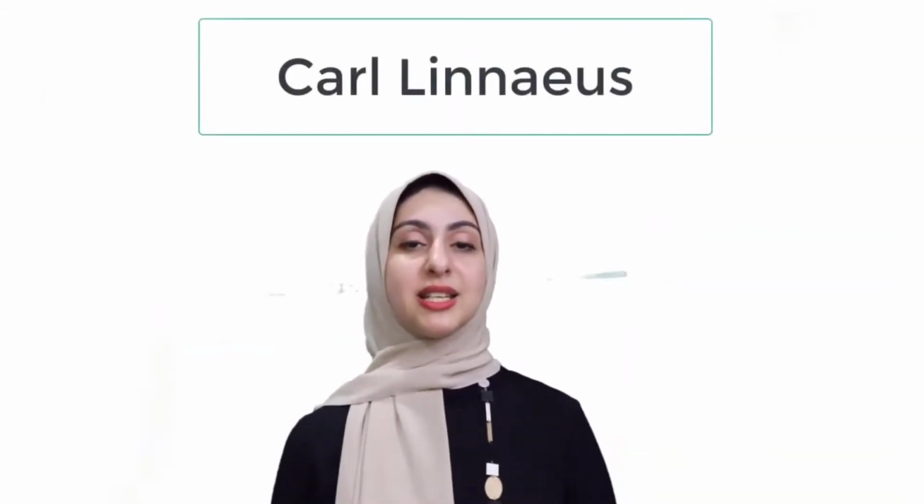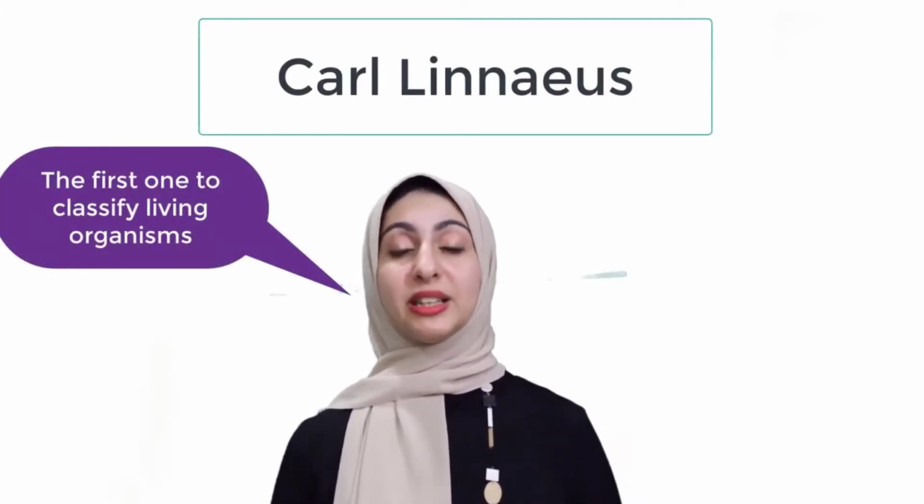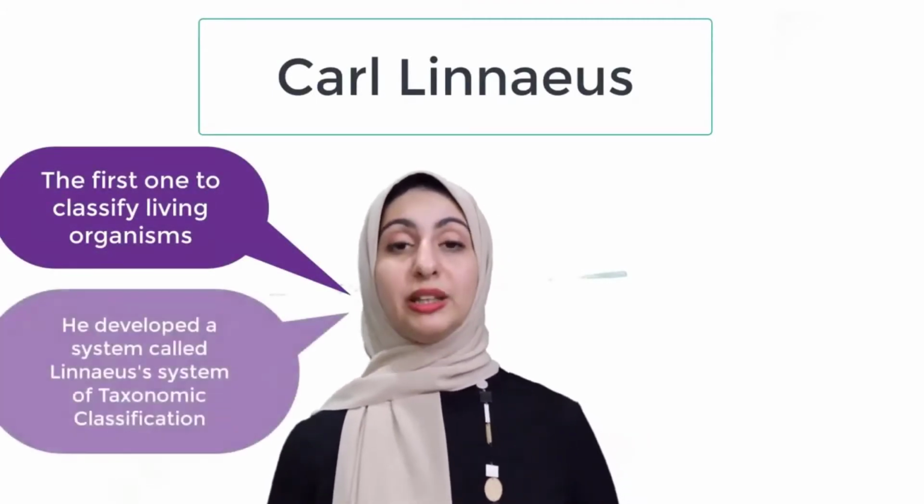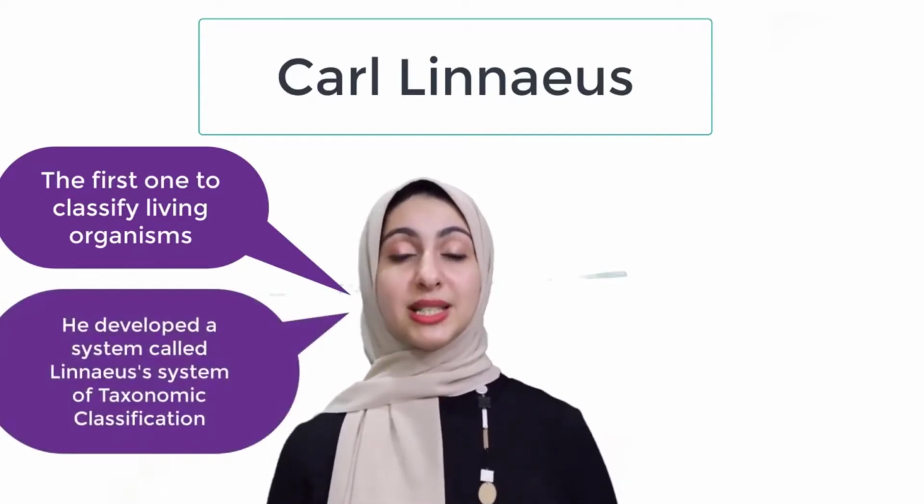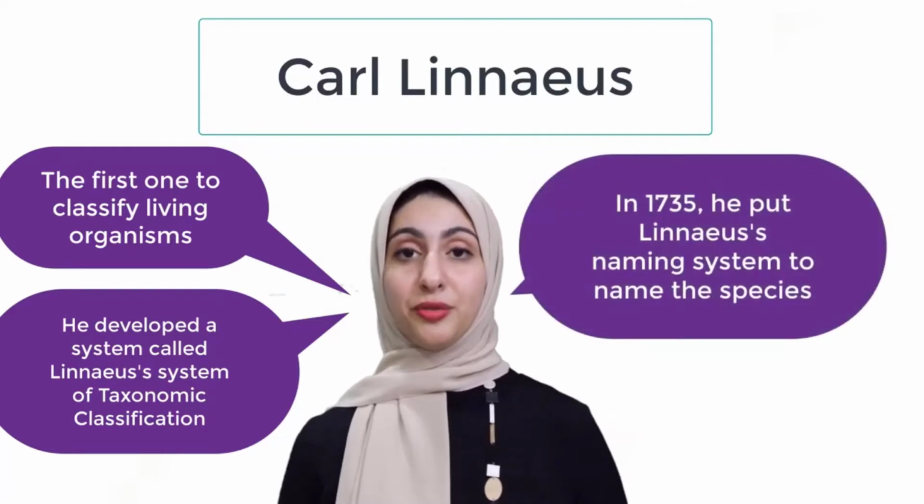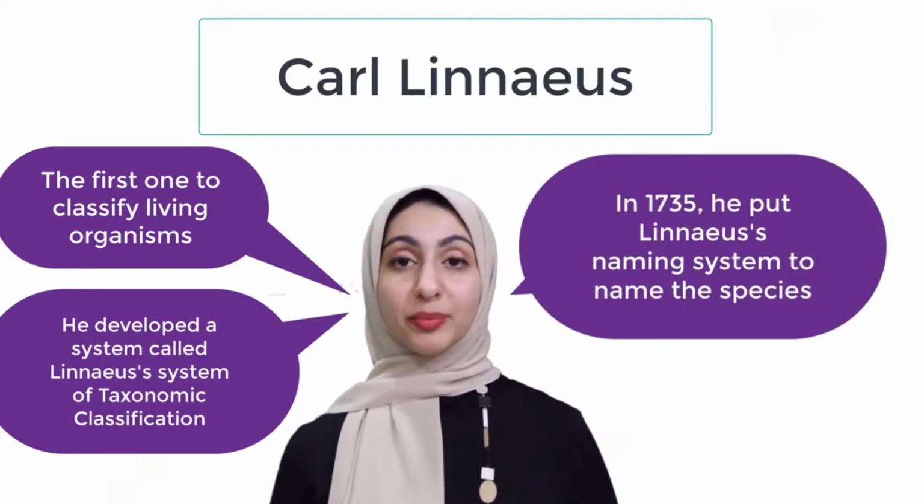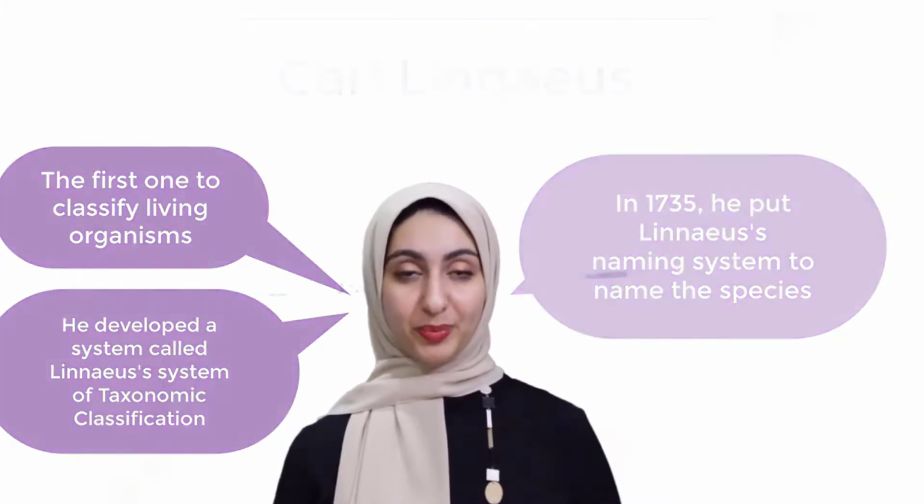One of these scientists is called Carl Linnaeus. Carl Linnaeus is a Swedish scientist. He is the first one to classify living organisms, and he also developed a system called the Linnaeus system of taxonomic classification. In 1735, he put forward the Linnaeus naming system to name something called species.